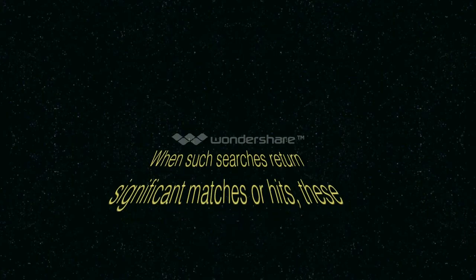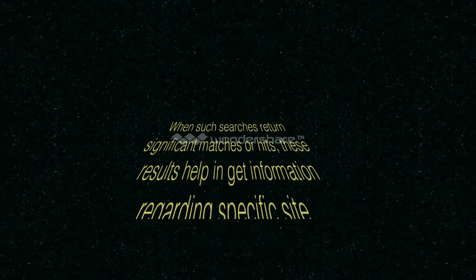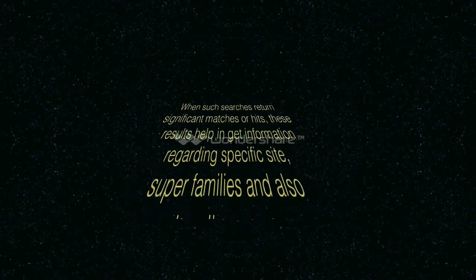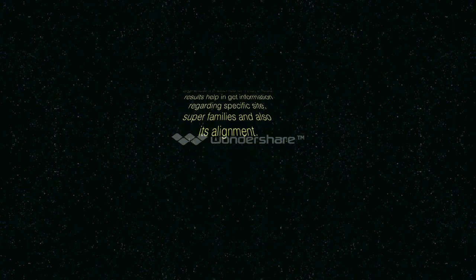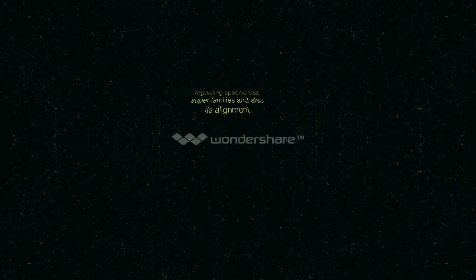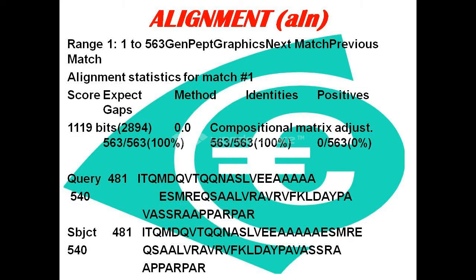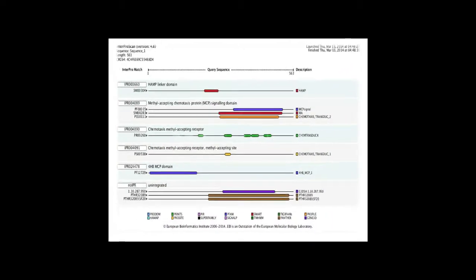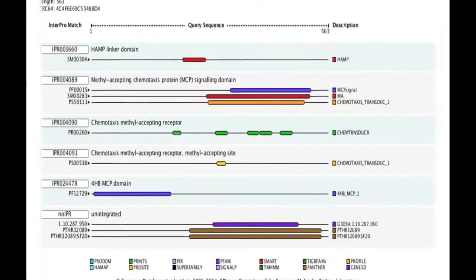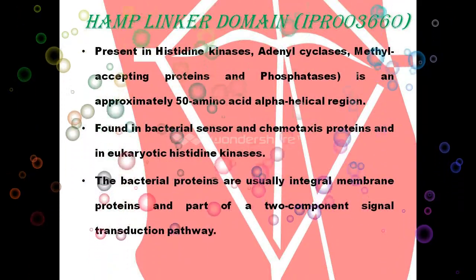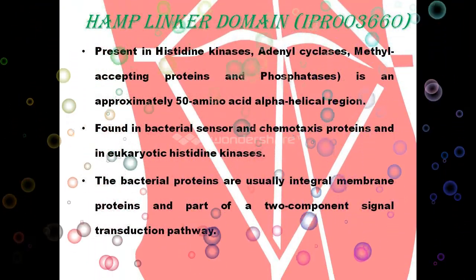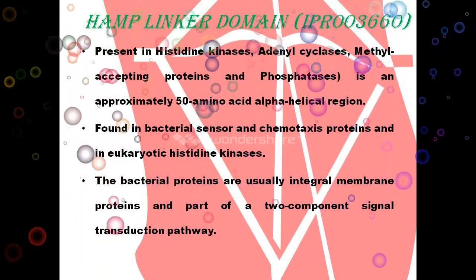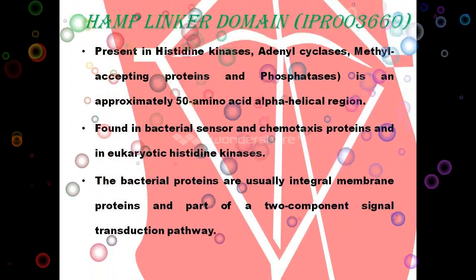When such searches return significant matches or hits, this result helps in getting information regarding specific sites, superfamilies, and also its alignment. Moreover, upon using the software InterProScan, the domain site is known and there is an explanation for each domain. The first one is the HAMP linker domain. It is present in histidine kinases, adenylyl cyclases, methyl-accepting proteins, and phosphatases.